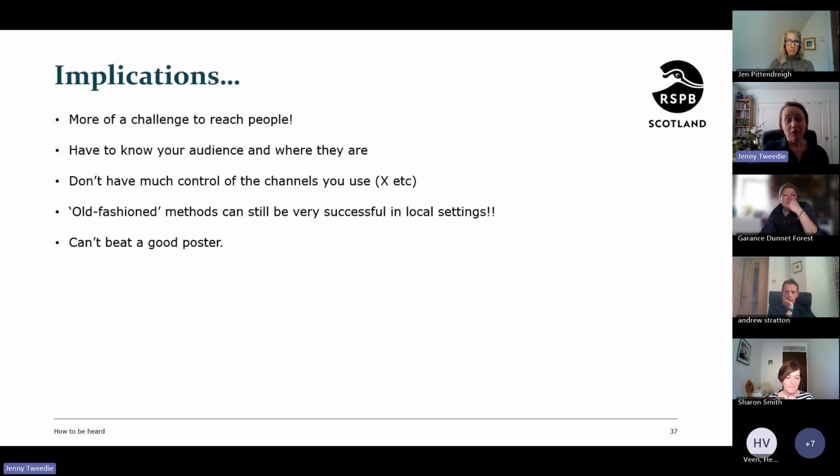So what does this mean? Well, it means it's more of a challenge to reach people because there are so many different channels now, it's hard to know which ones to use. If you are trying to communicate with people, you're not just putting out a press release, now you're putting out a press release and a tweet post or X post, something on Instagram, something on Facebook. You've got to think, how am I going to reach the local radio channel? Do I still need to put up a poster, etc.? You've got so many different options.